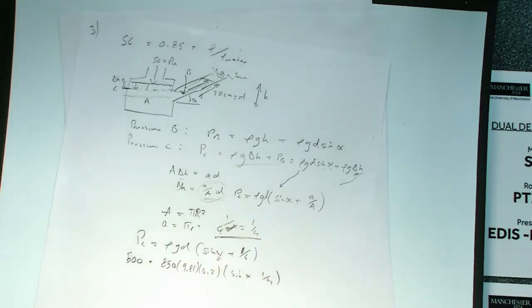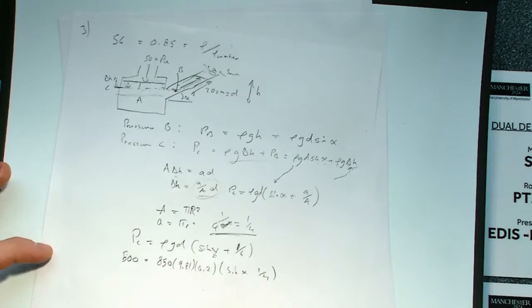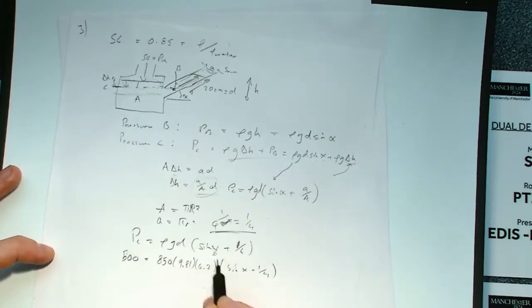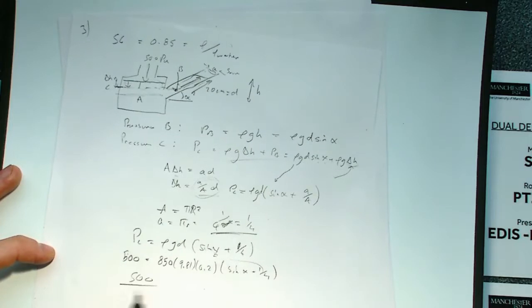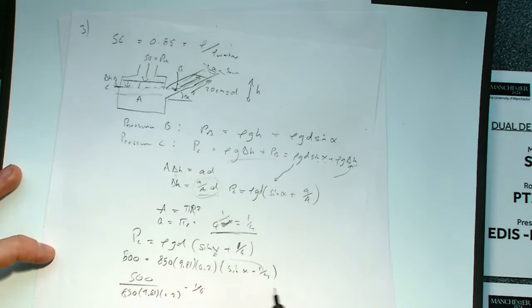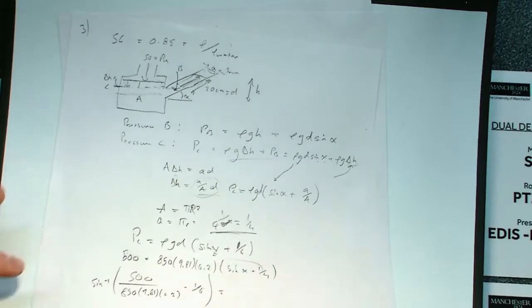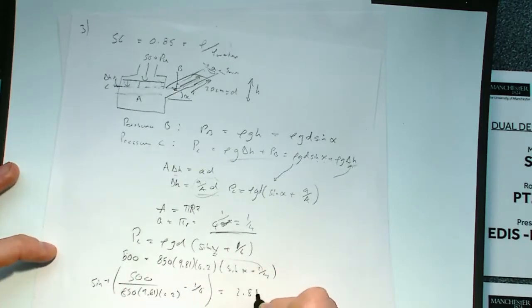So now we need to rearrange that equation. We can expand the brackets. Let's divide that: 500 divided by 850, and 9.81, 0.2, and then minus 1 over 4. They've done it a really interesting way, I'm not really sure why. And then sine minus 1, and that should give you, if I've done the maths right, 2.85 degrees.